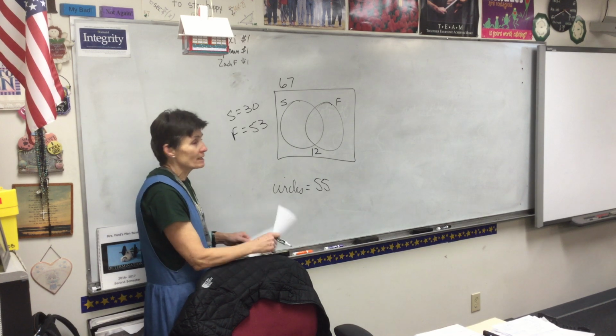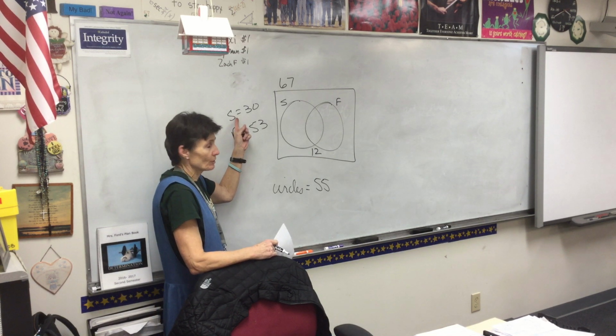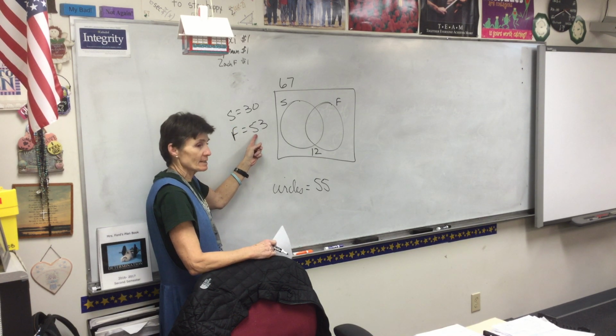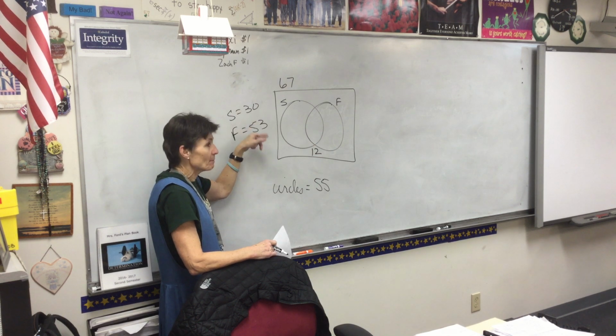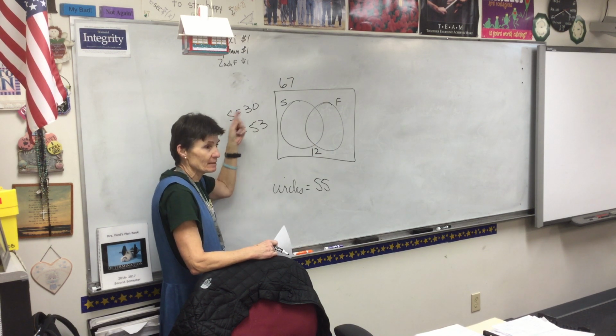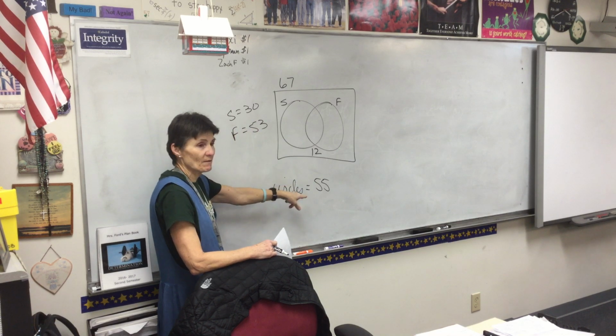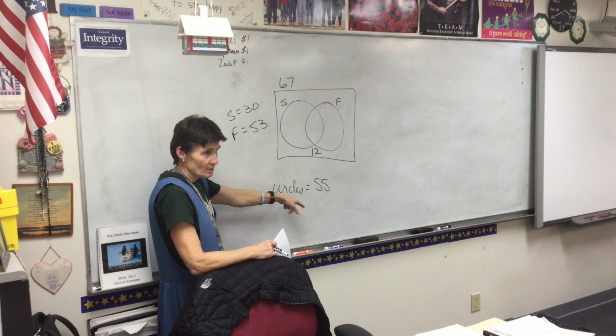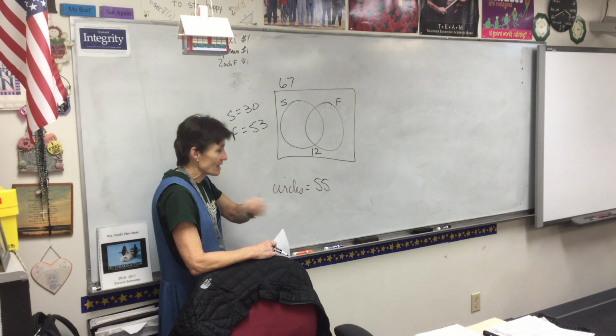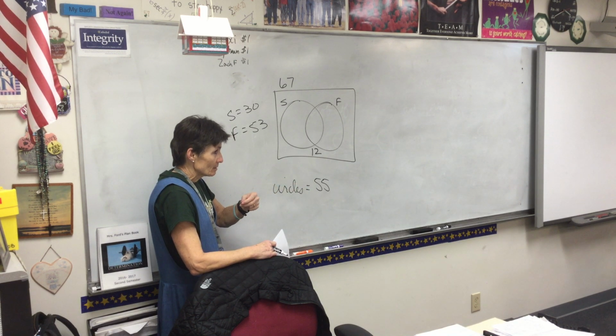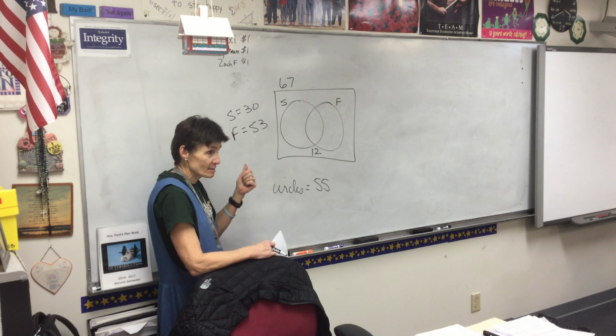Now, how many are eating soup? 30. How many are eating fries? 53. How many is that? How many things are being eaten? 83 things, right? Well, wait a second. There's only 55 people. So if 83 meals have been eaten, what does that mean? Some people ate both things, right?